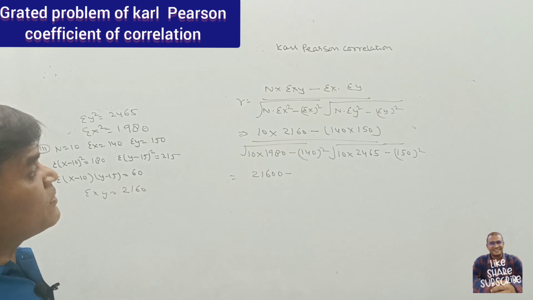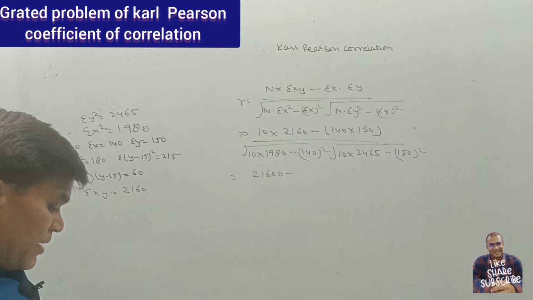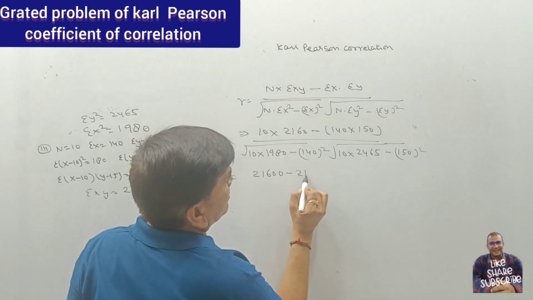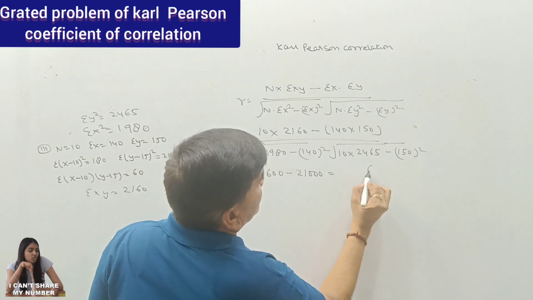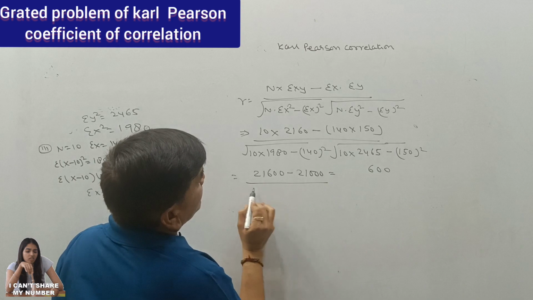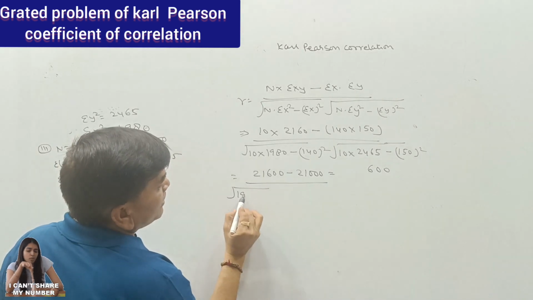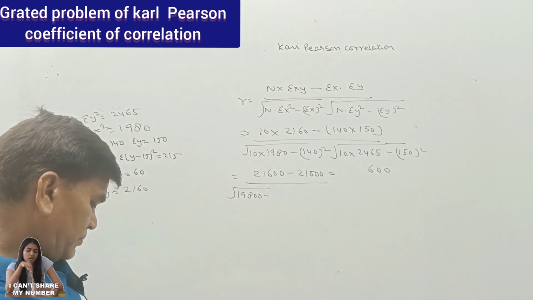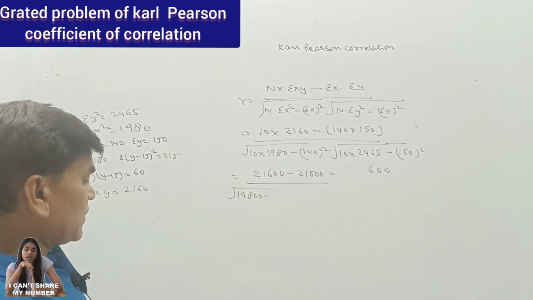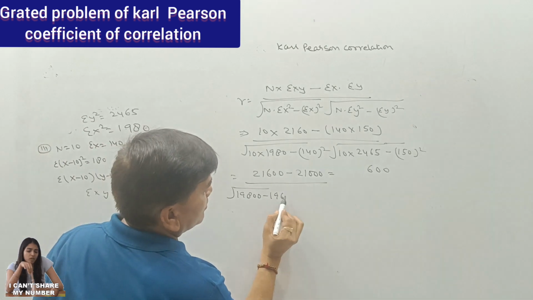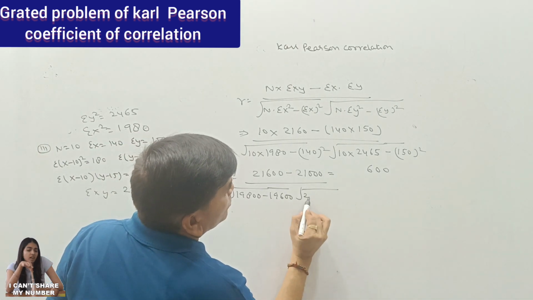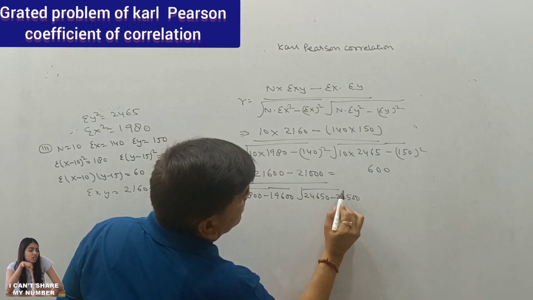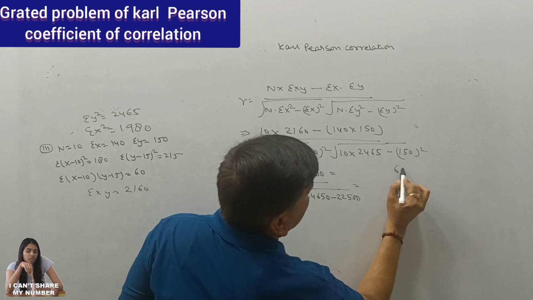21600 is plus value, 140 multiply 150 is minus value, that is 2100. So here will be 600. In first under root 19800 minus 19600. In second under root 24650 minus 22500. So we are having 600 plus value.